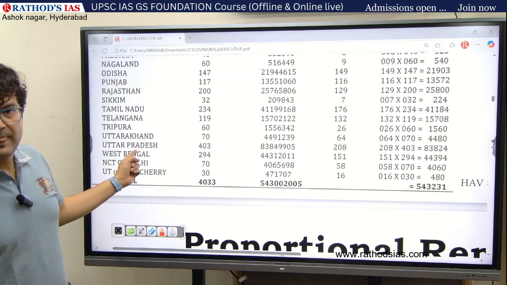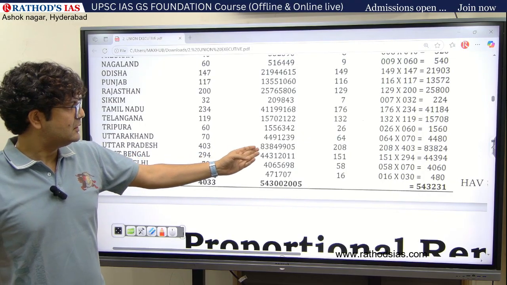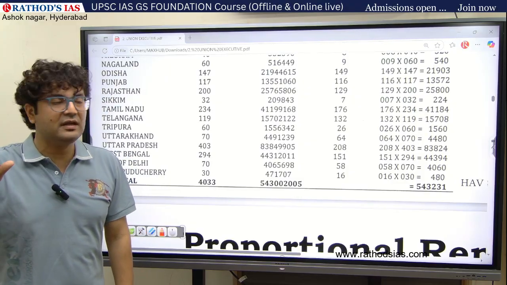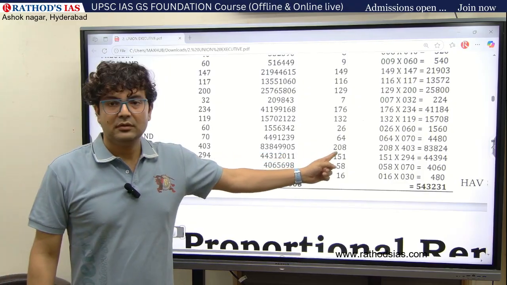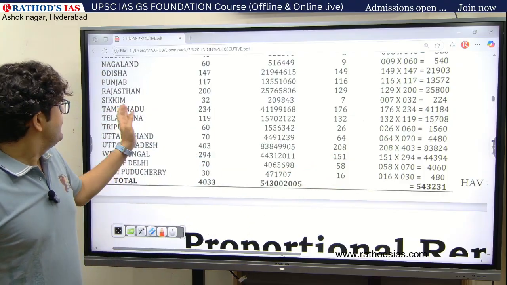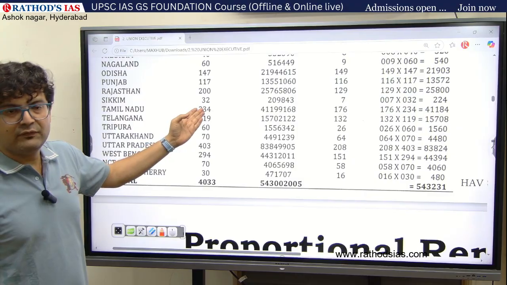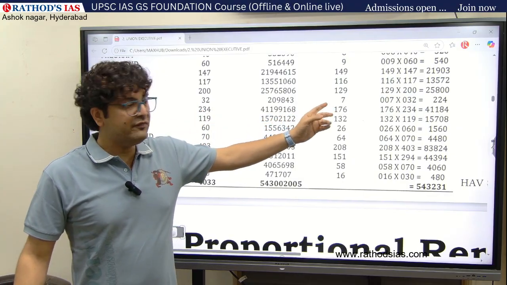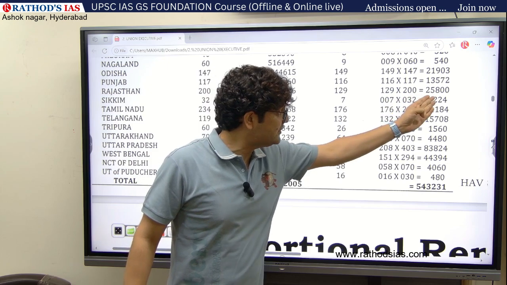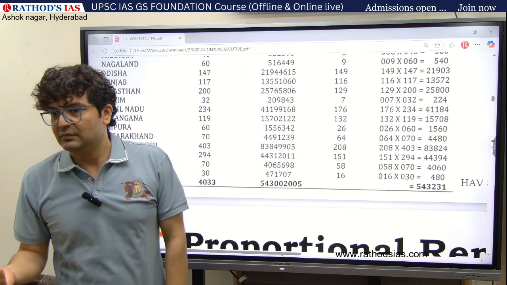And then you see UP, 403 MLAs, population in 1971, 8.38 crore. What is the vote value? 208. And think of Sikkim as a state. Population 2 lakh, 32 MLAs. Vote value 7. In fact, all the MLAs of Sikkim collectively have almost the same vote value as one MLA of UP. Yes or no?